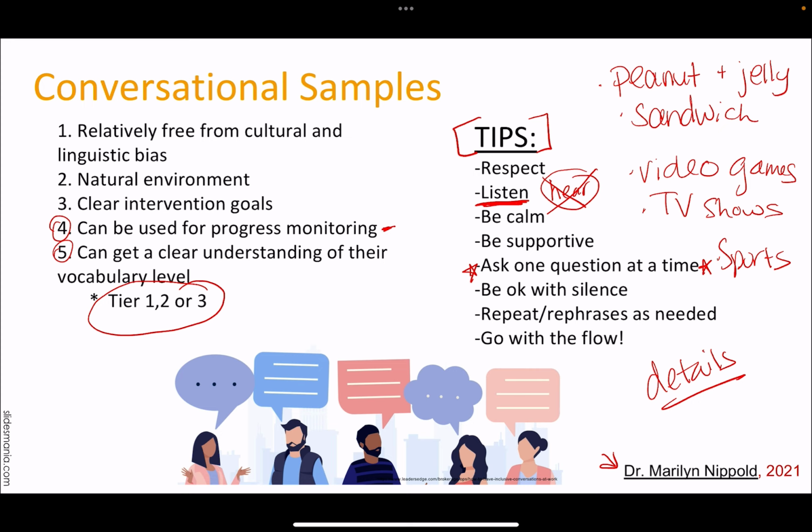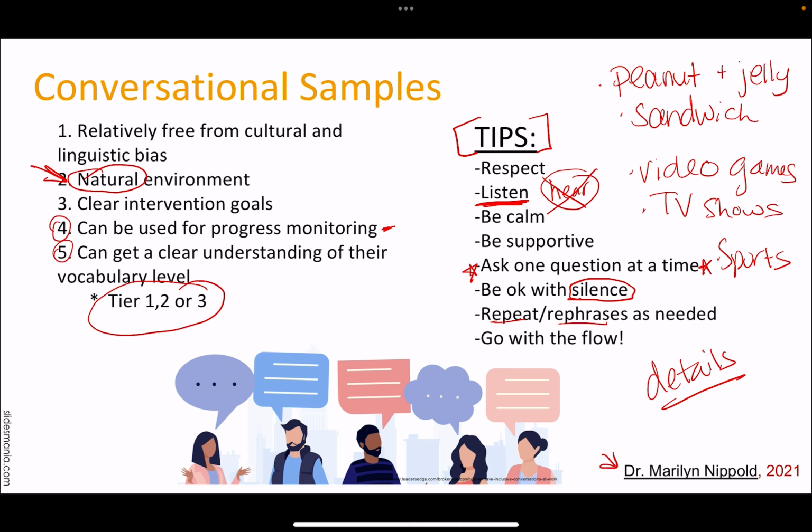And then it's okay to be silent, and actually it's really encouraged. Just be quiet. Just let them talk. Let them do their thing. It's okay to repeat. It's okay to rephrase. Remember, this is a natural environment. Very natural. So in natural environments, we repeat, we rephrase things, and that's okay.